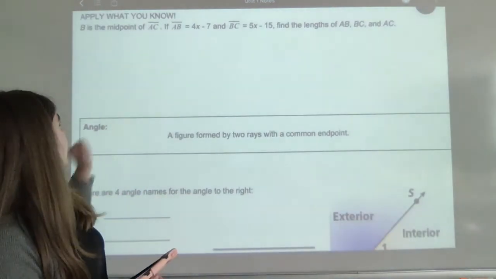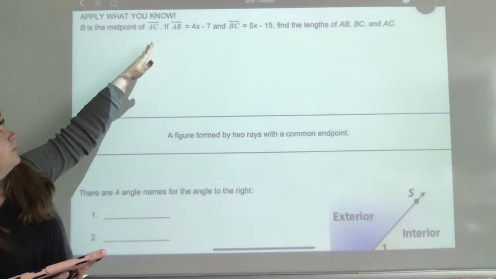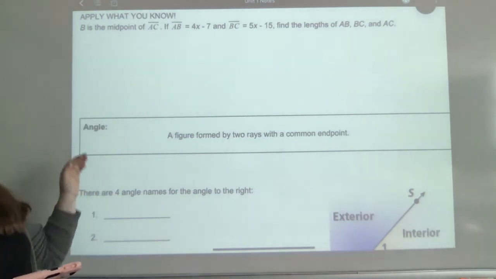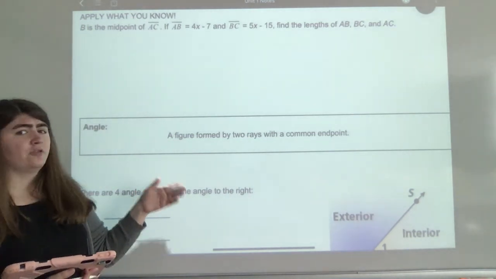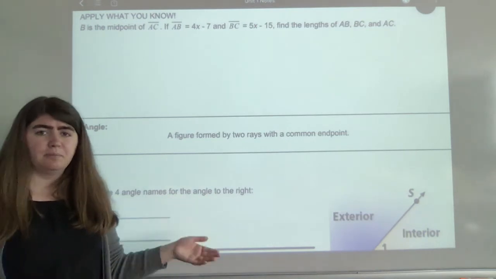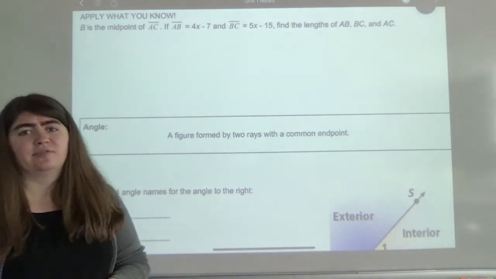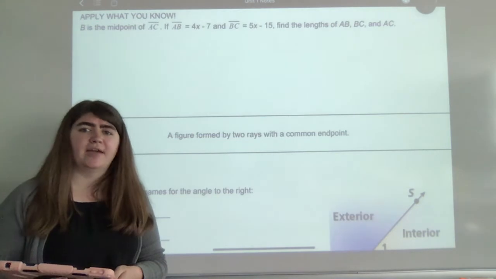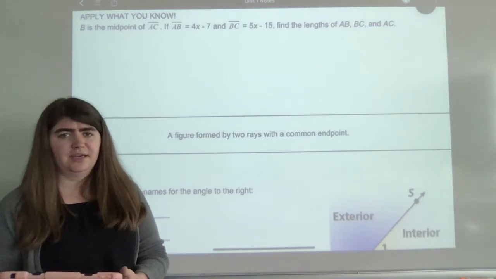Alright, apply what you know. B is the midpoint of segment AC. If segment AB is equal to 4x minus 7 and segment BC is equal to 5x minus 15, find the lengths of AB, BC, and AC.